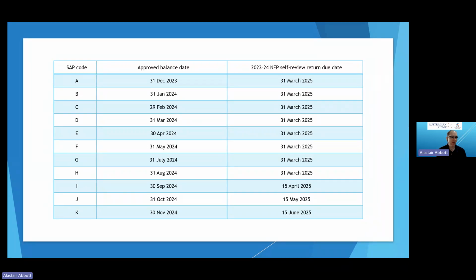The ATO's updated it and they've now basically said for any financial year end from 31 December 23 up until 31 August 24, whatever your year end date is, the lodgement due date is going to be 31 March 25. After that, for the 30 September 24 and forwards, there's then the staggered due dates, which will be 15 April, 15 May and 15 June as per what's on the slide there.